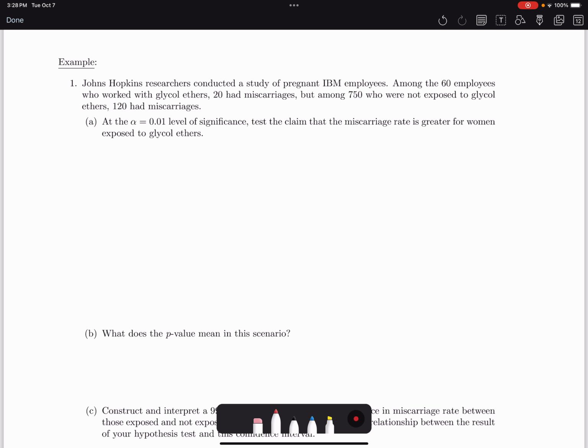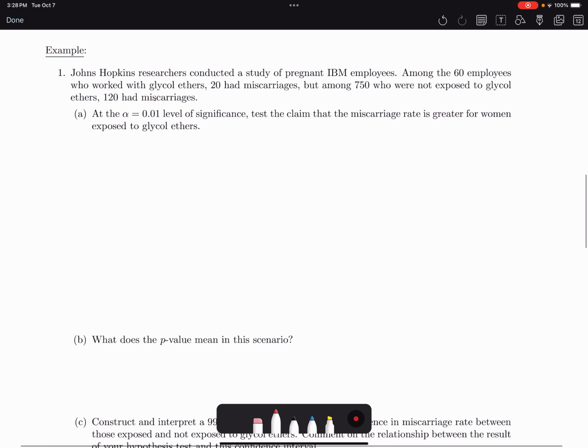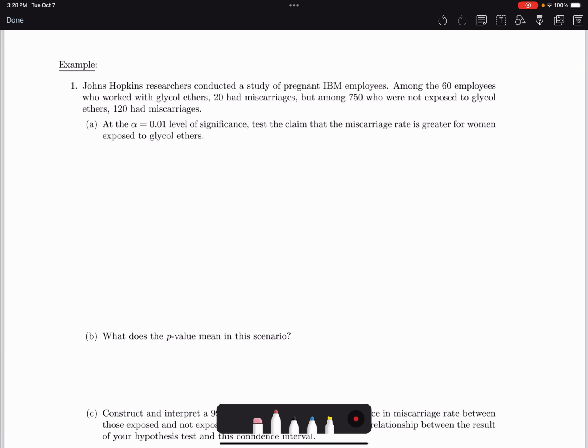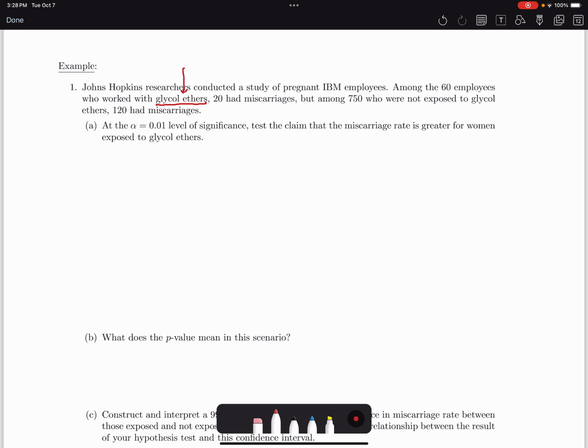We need to label one of the groups group 1 and the other group 2, and it doesn't matter which is which, honestly, as long as you remain consistent as you're doing the problem. So I usually just label the first group mentioned as group 1. In this case, it says among the 60 employees who worked with glycol ethers. So I'm going to call the glycol ether group group 1. And then the group that was not exposed to glycol ethers, I'll call that group 2.